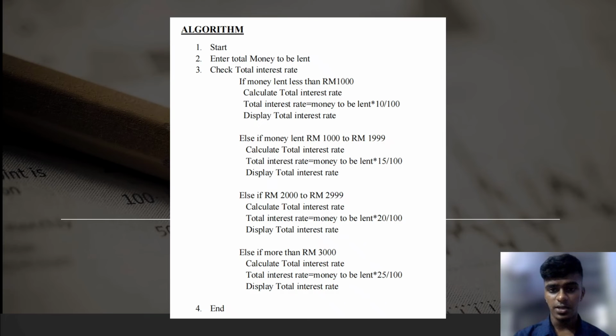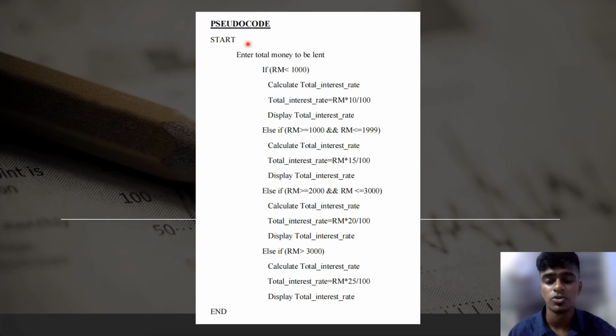Display total interest rate. Else if RM2000 to RM2999, calculate total interest rate. Total interest rate equals money to be lent times 20 per 100. Display total interest rate. Else if more than RM3000, calculate total interest. Total interest rate equals money to be lent times 25 per 100. Display total interest rate. Step 4, end. And now pseudocode.